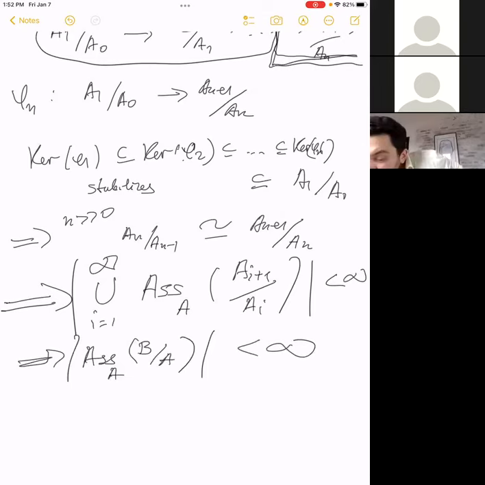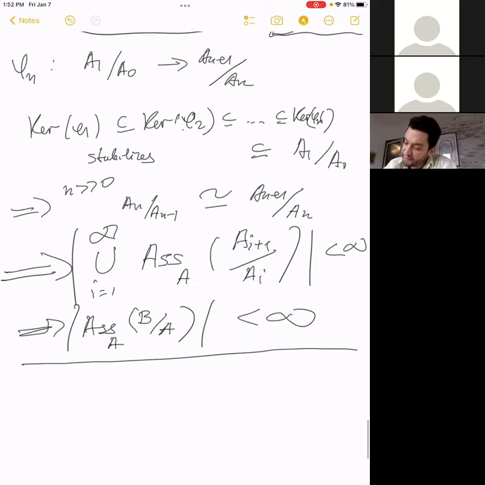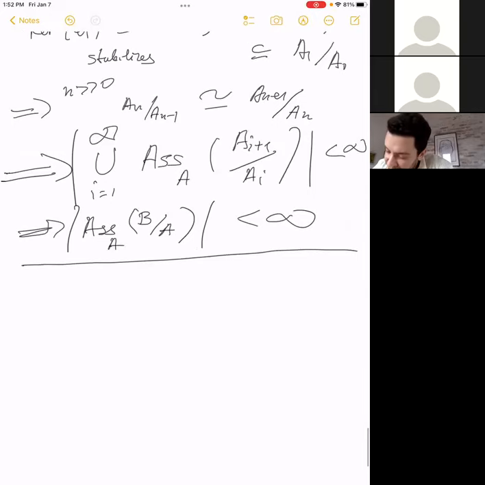And I think I have 10 more minutes. So I want to talk about two applications of this valuation theorem. This is the last part. Two applications.